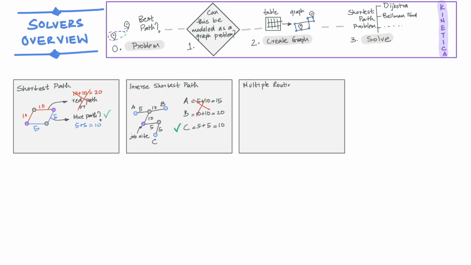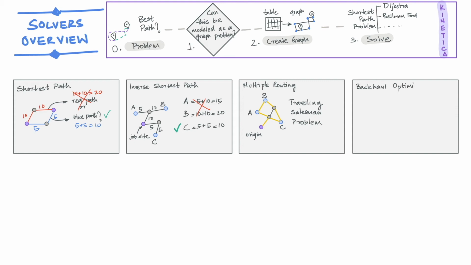The multiple routing solver solves the traveling salesman problem, which is an extension of the shortest path problem. It can be stated as follows. Given an origin and a set of destinations, what is the shortest path that visits each of the destinations once and returns to the origin?